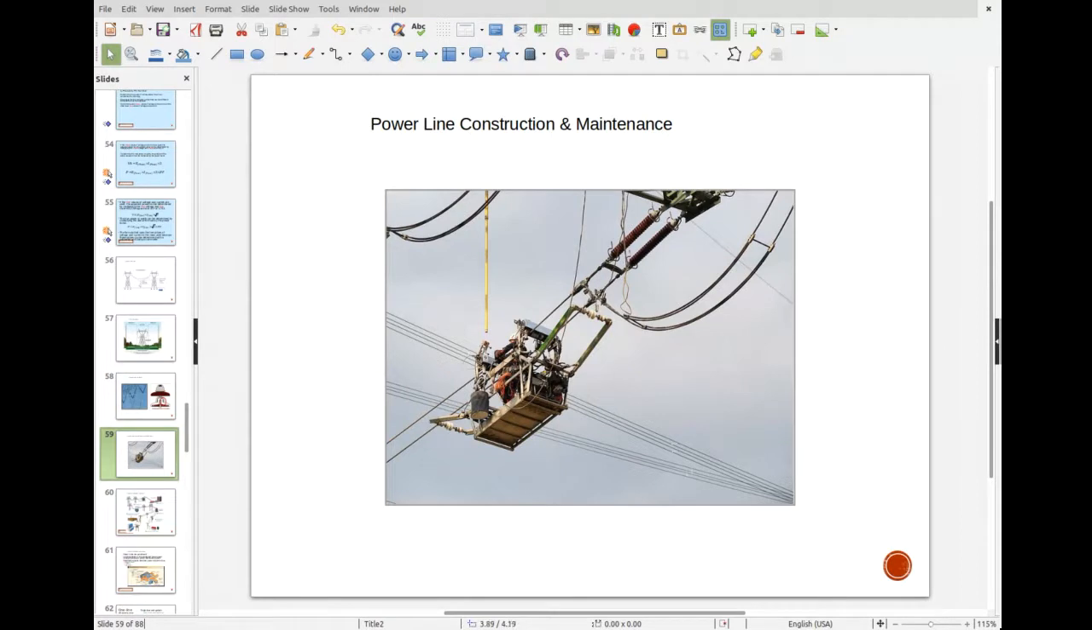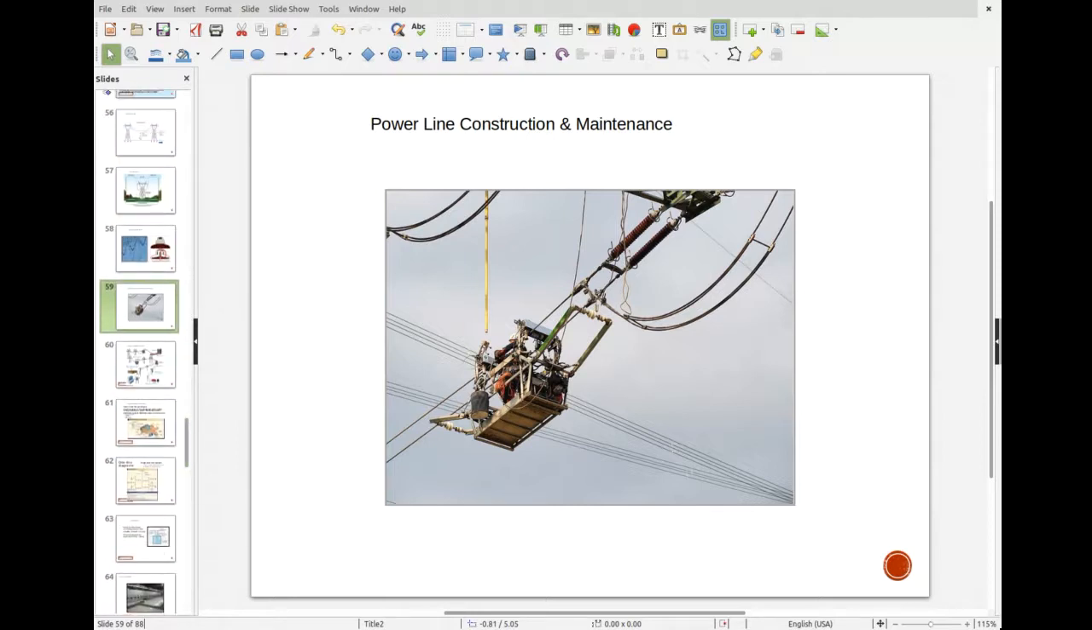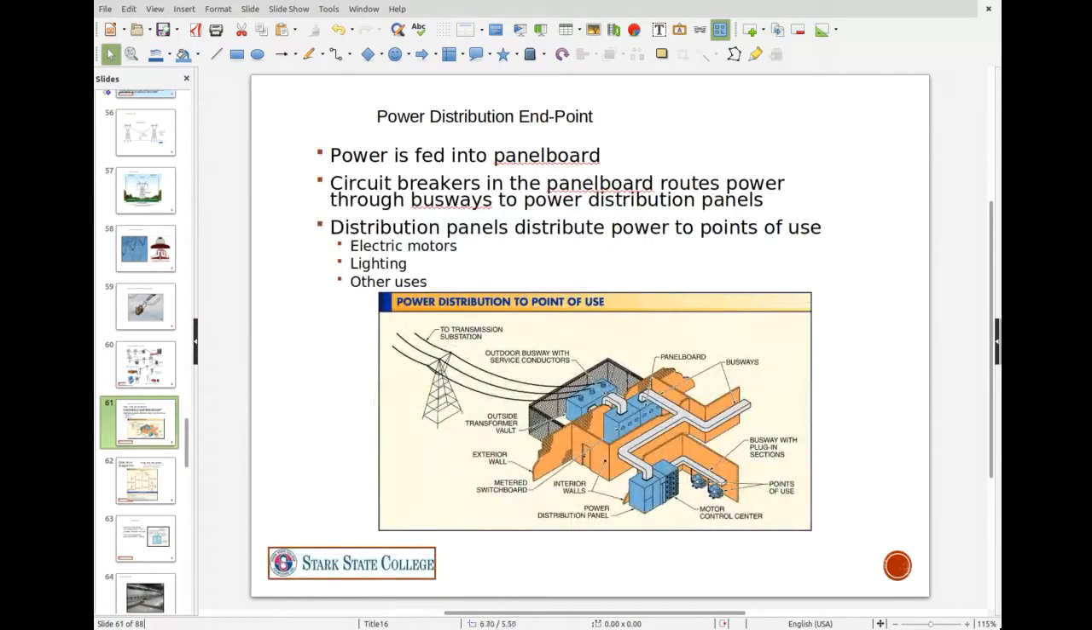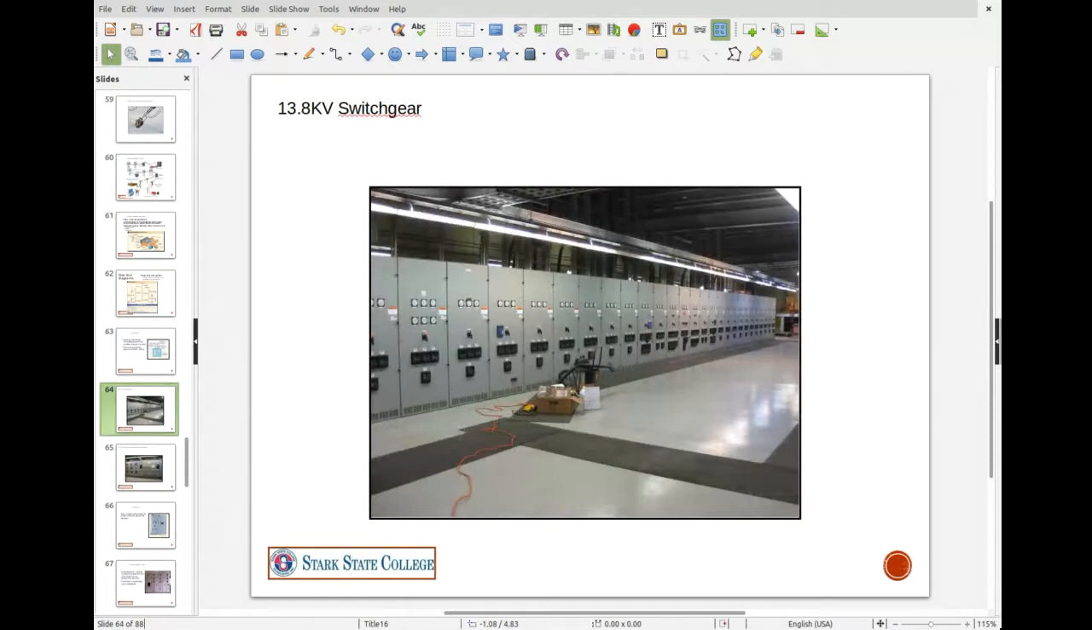This is a fun job here. These guys get to be way up here, and obviously you're not going to be up there with 500,000 volts or something on it, but you do have to do some maintenance on them once in a while and things like that. All right, just a couple other slides I'm going to hit here.